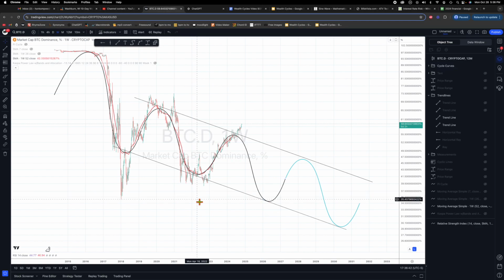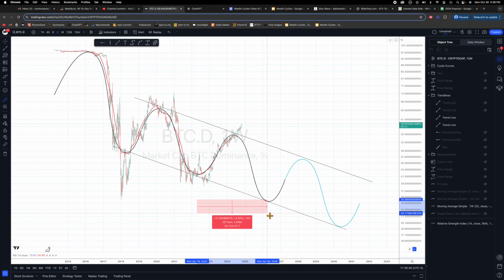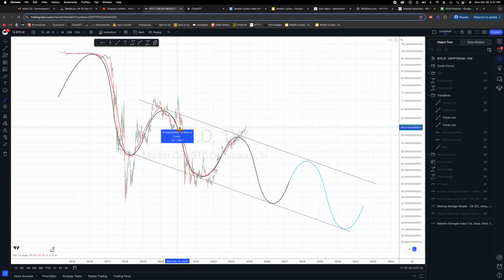By the way, we can take the center of this low and measure it out 208 bars, and that puts the Bitcoin dominance trough in approximately spring of 2026. So let's just analyze this. This price diverged about 25% from the market cycle. From here, we were also approximately 23-25% from the market cycle. This particular move here, we're approximately 12% above the market cycle.